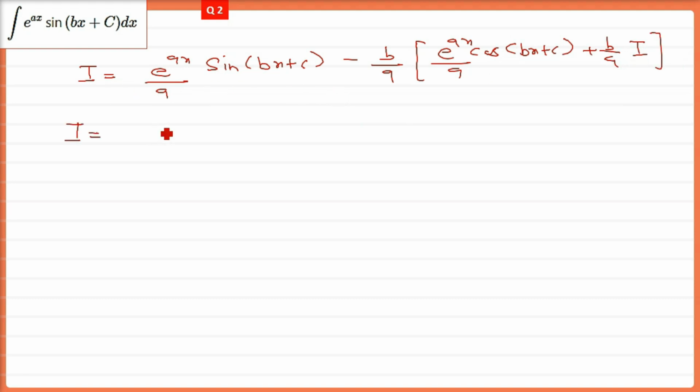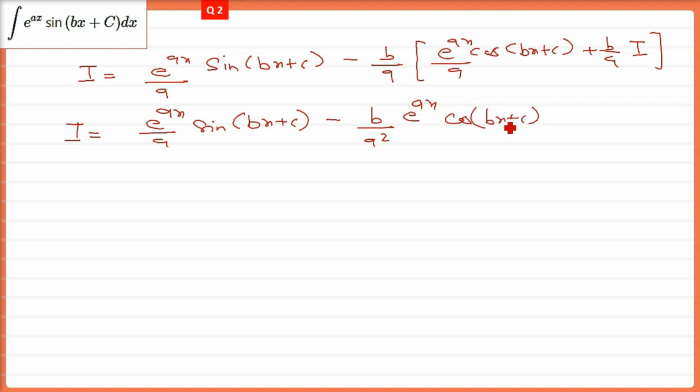Now we'll multiply b by a inside. So e raised ax by a sine bx remains unchanged. Now multiplication will give you b into e raised ax cos bx plus c, and the denominator will be a square. So the numerator will be like that, but b by a into 1 by a will be b by a square. Then minus b into b will be b square, a into a will be a square, minus b square by a square into I. Now this whole goes on the left here.